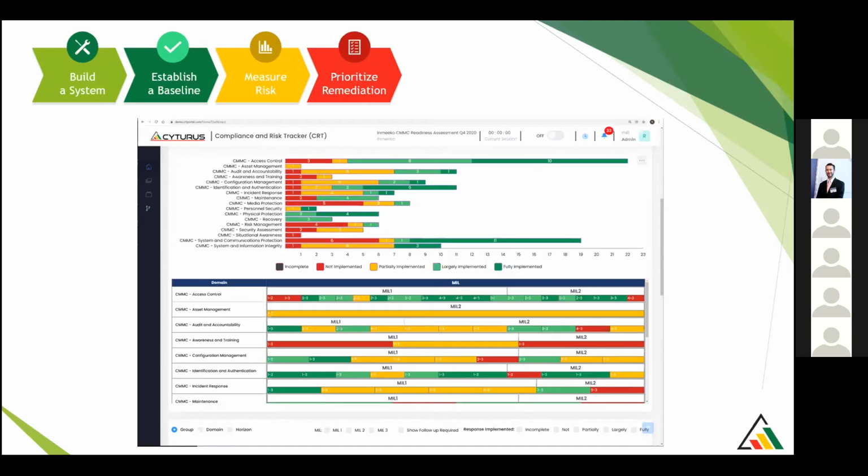Oftentimes there are multiple mandates that people are responsible for. Robert and for the rest of the panel, what's relevant about this when you think about multiple certification or multiple compliance mandates, multiple frameworks? Where can having a system come in handy in that instance?